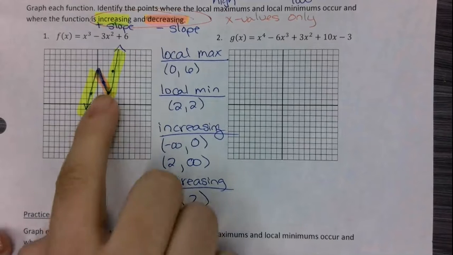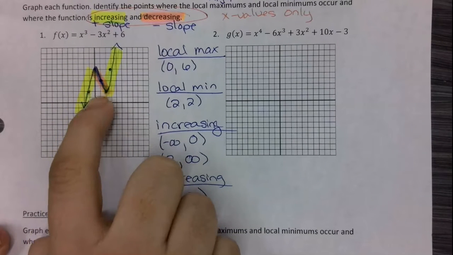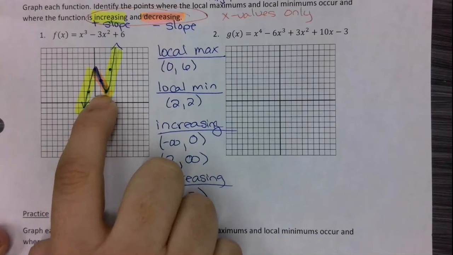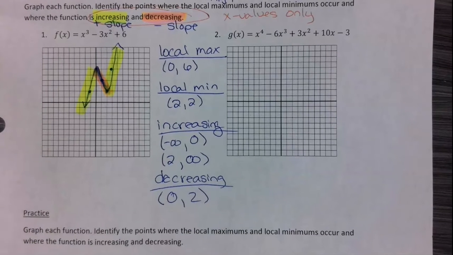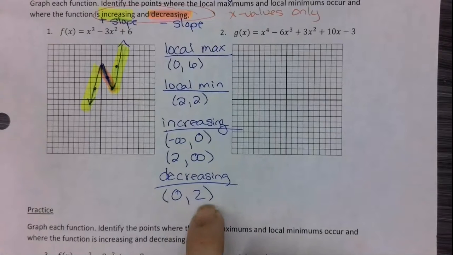Okay, so I'm saying between the values of x equals 0 and x equals 2, the graph is going down. That's all I'm saying for increasing and decreasing. Yeah, this is saying between those 2 points it's decreasing. Okay?